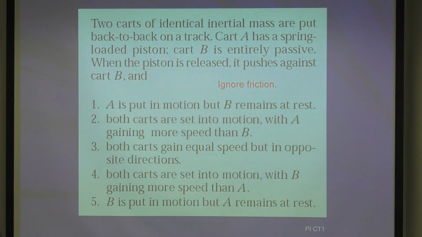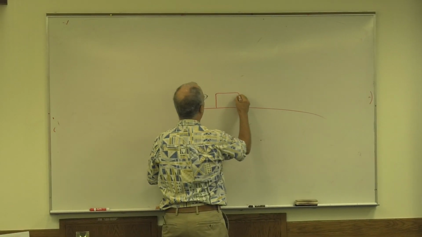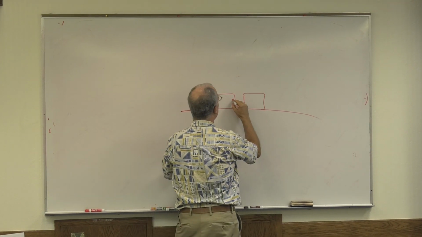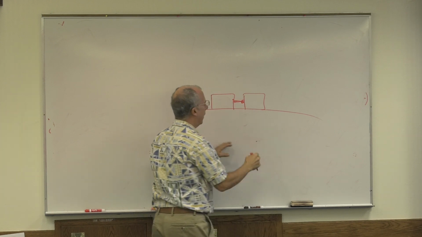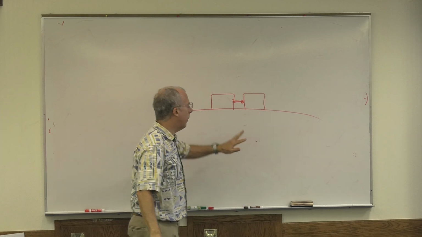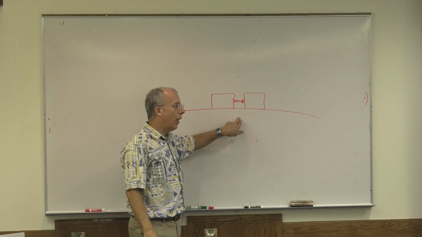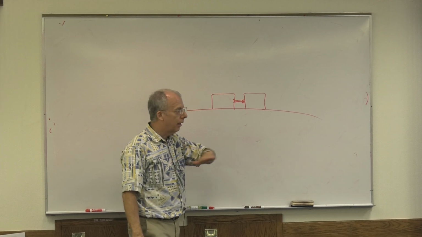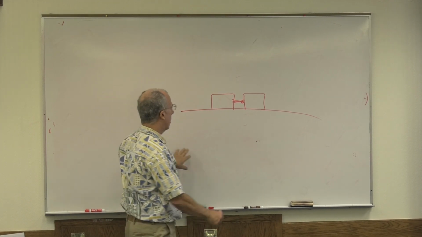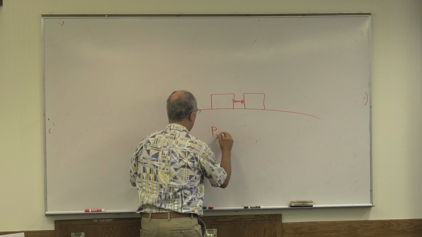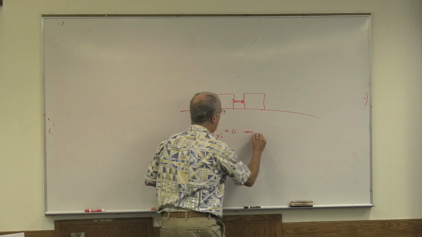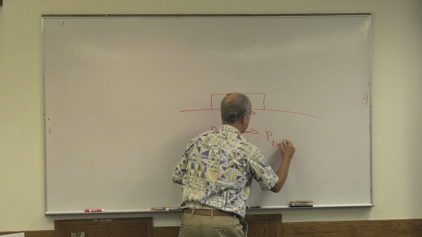Okay, so we're back. So again, all we care about, there's a track, here's a cart, here's a cart. One of them has a piston, whatever, and so you let go. But anyway, before you spring the piston, what's the initial momentum? 0 along the horizontal, right? That's all we're talking about, just horizontal. So Px initial equals 0. So it's isolated, so therefore P final x has to be 0.